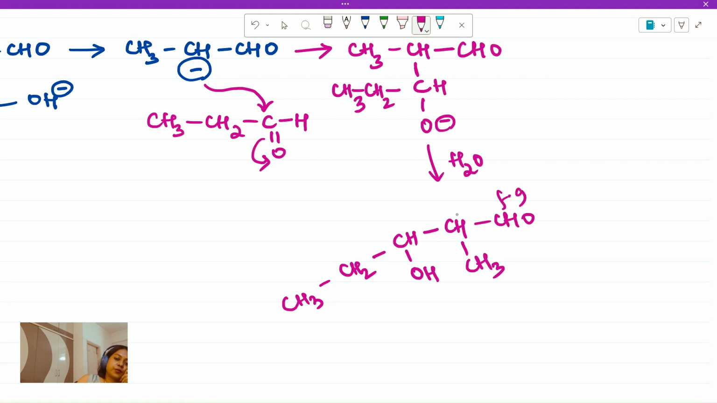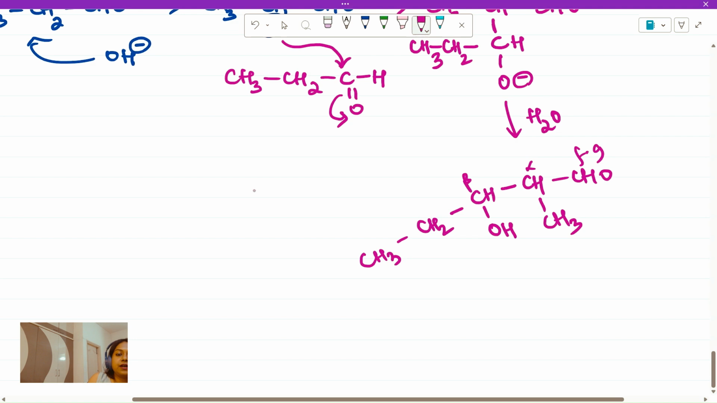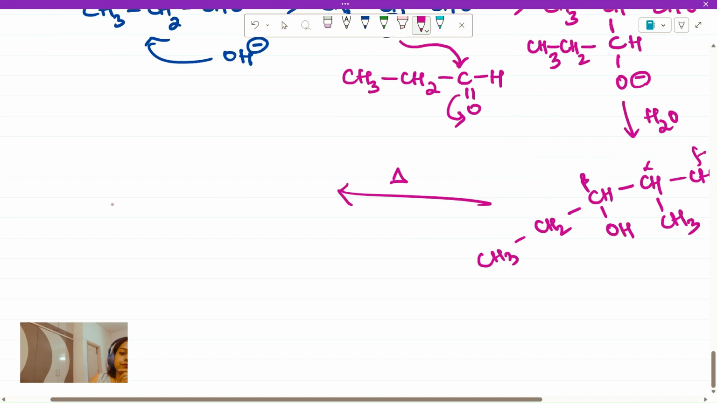Because that is the functional group. This is the alpha carbon, and on this beta carbon there is a hydroxy group. Now that is a little clear. Now if you heat this up, what does it give you? It will lose water.